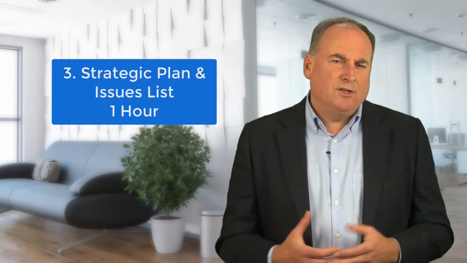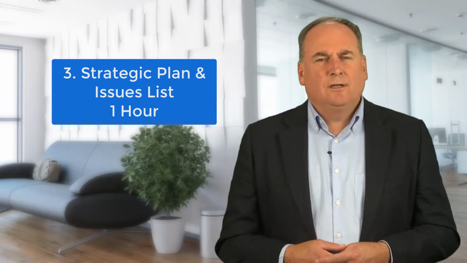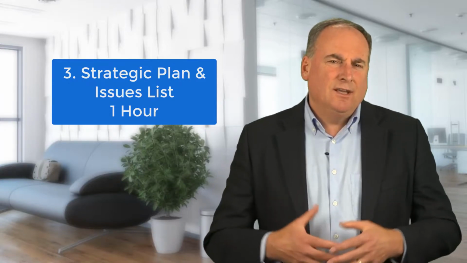Item 3, the strategic plan review and build the issues list. Allow an hour for this. This agenda item is an opportunity for your team to review your one-page strategic plan, the vision, the goals and plan for your organization, to confirm that everyone is still 100% on the same page. And this gets your team to completely re-engage with your vision, your BHAG, big, hairy, audacious goal, making sure everyone is still seeing it exactly the same way, as well as helping everyone to get completely refocused.